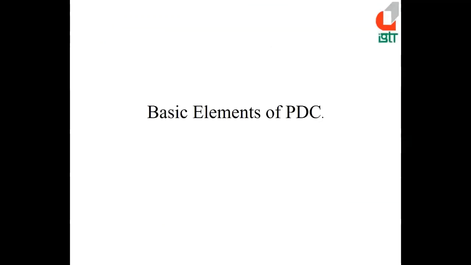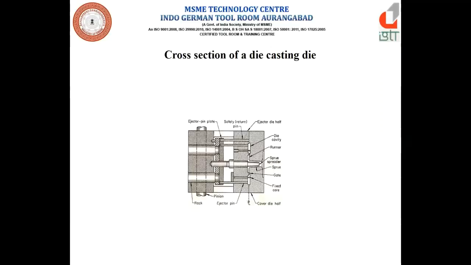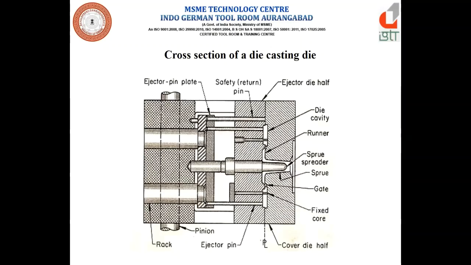So our next topic is the basic elements of PDC, or pressure die casting. This is a cross section of a die casting die. Any die casting die consists of two sections: the cavity or fixed half, and the second, also called the ejector die or moving half. Both halves meet at the parting line.